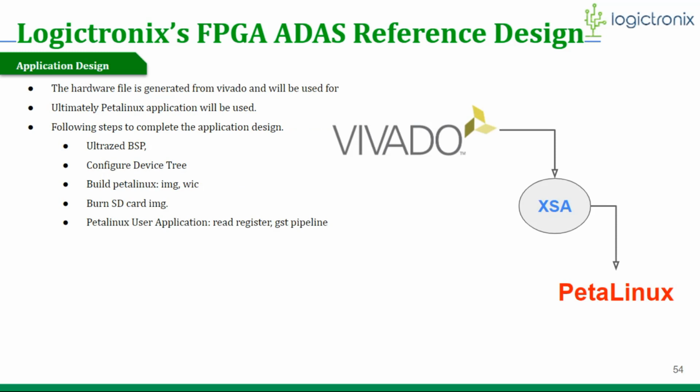Okay, let's move into its application design. Before starting the application design, the hardware file is generated from Vivado and will be used for the Linux application. The following steps are used to complete the application design. First we use the UltraZed BSP, then configure the device tree, build Linux, and run the SD card image. And here we provide the Linux user application, where we read the ultrasonic sensor distance register and also run the GStreamer pipeline.